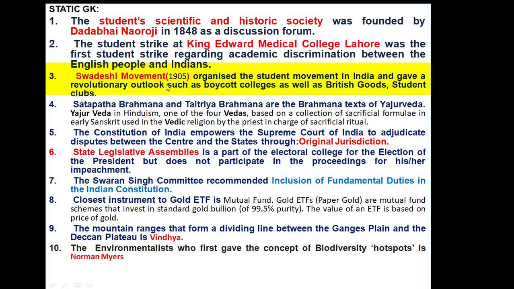Next, the Swadeshi movement that occurred from 1905 organized the student movement in India and gave a revolutionary outlook, such as boycott of colleges as well as British goods, and student clubs. So Swadeshi movement, where did it take place? Okay, this is a student movement in India, so throughout India, and it actually took place in 1905. And the main objective was to boycott colleges as well as British goods and student clubs. Okay, so this is very important. Do remember the year and the purpose of this Swadeshi movement.